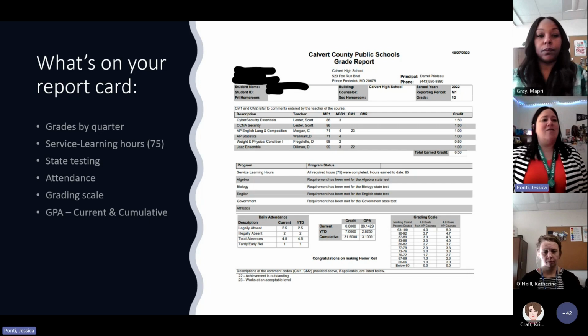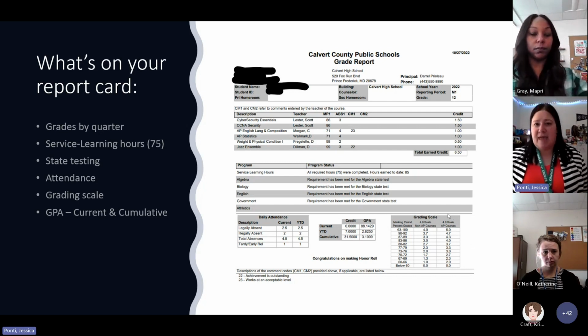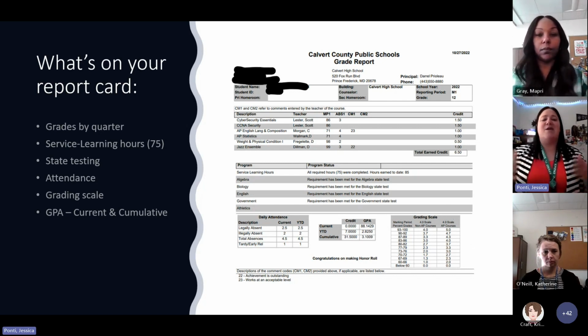If you're on the honor roll, that information is below your GPA section. It'll tell you that there. And then on the right-hand side is a little bit more information about our grading scale, because you may have heard that you get a bump or extra credit for taking AP courses.